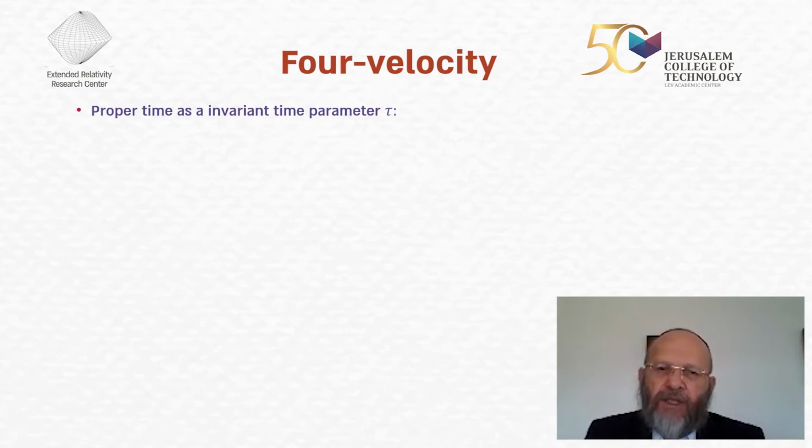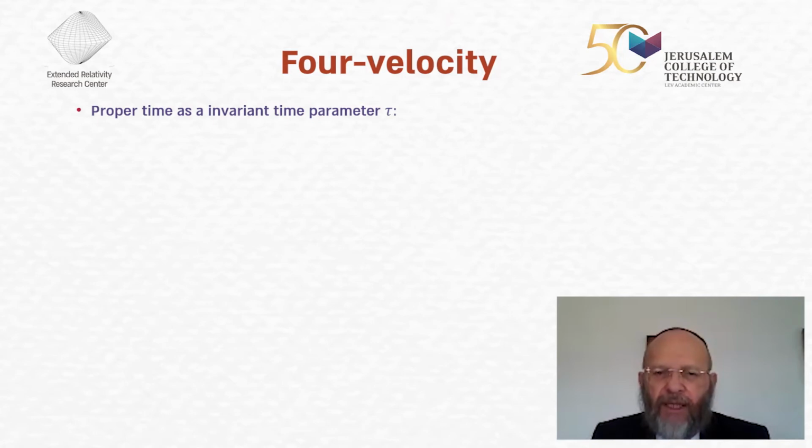Now, the time wasn't invariant between all the frames in classical physics. This is not the case in relativity. So we want to find something replacing the time, which will give us approximately the time when the velocities are small, but it will be invariant from one system to the other. So we introduce a notion, proper time, as an invariant time parameter.